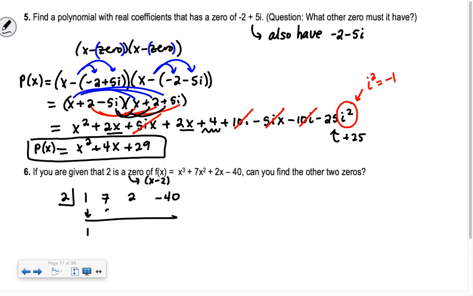All right, so drop the 1. 2 times 1 is 2. Add straight down, we get 9. 2 times 9 is 18. Add straight down, I get 20. 2 times 20 is 40. Add straight down, I get 0. You should get 0 because it said 2 is a 0.